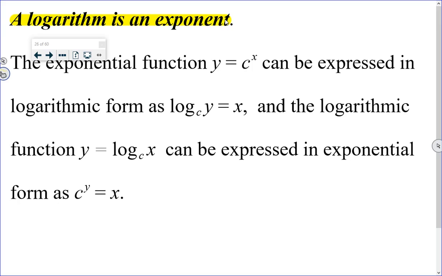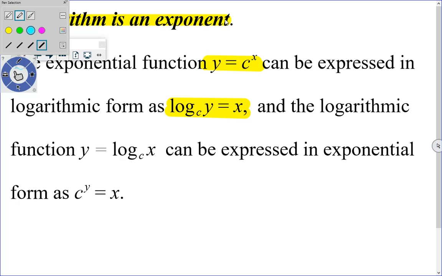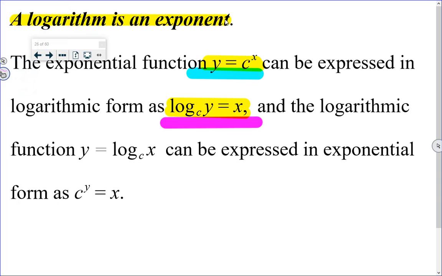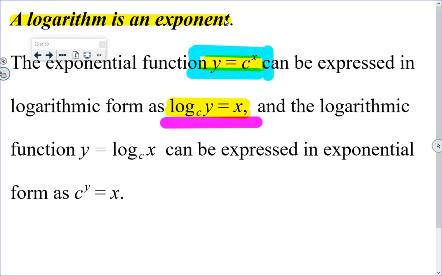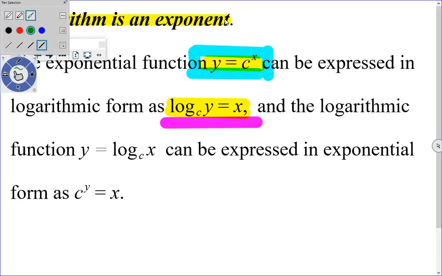So the things I'm highlighting here are the same as each other. y equals c to the x, which I'm underlining in blue, is the same as saying x equals log base c of y. So I want you to focus, everybody, on the expression I underlined in blue. I want everybody to really focus on this expression, okay? What is the exponent in that expression? The exponent is x.